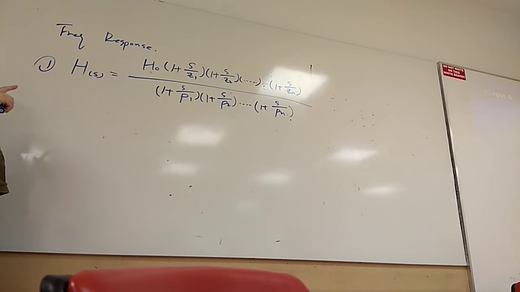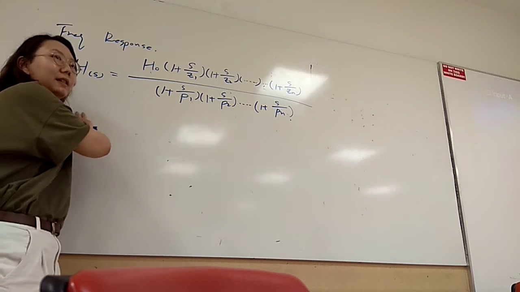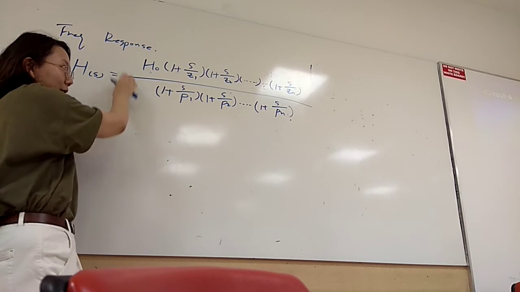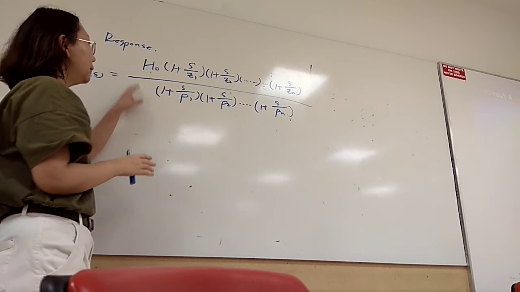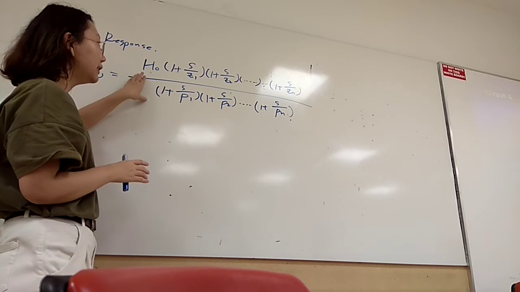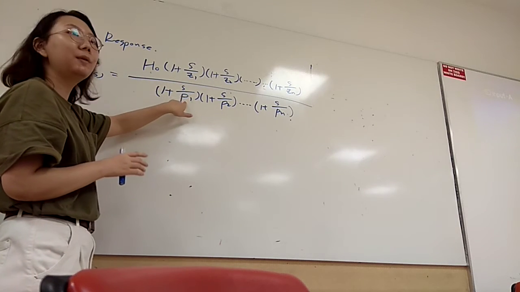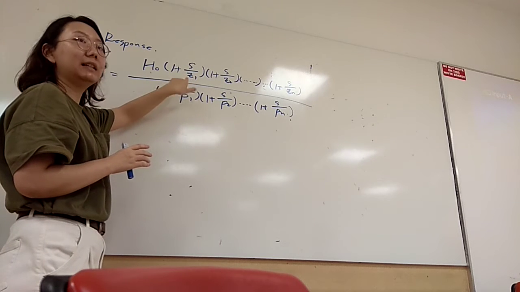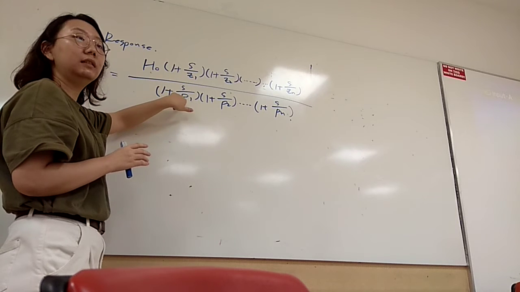Why do we want to write it in this form? Because this form helps you to identify all the poles and zeros. No matter what transfer function you get, you just manipulate it until it looks like this. Once you do, you can see its zeros and poles easily. It's just the number below your s. Okay?